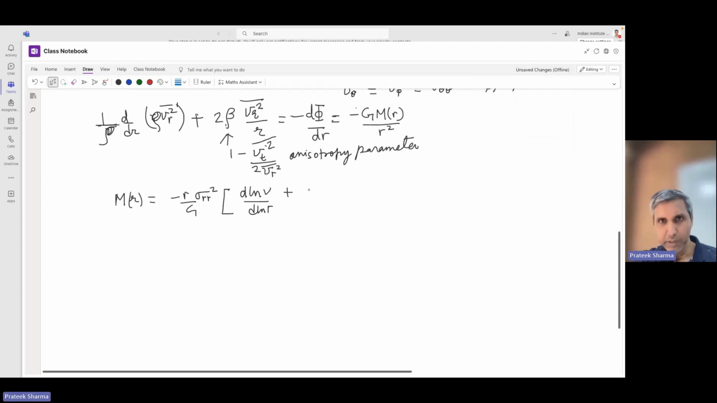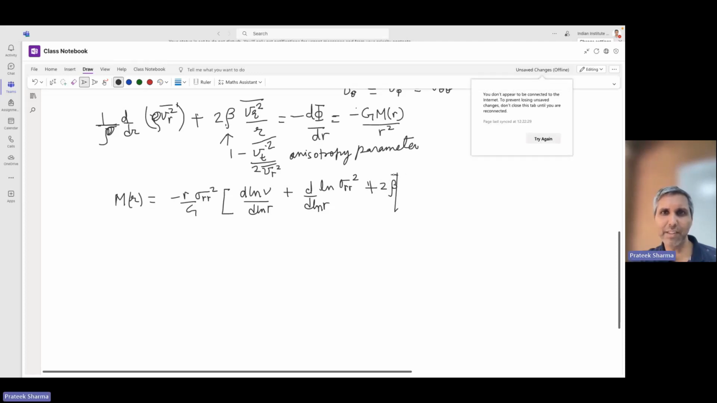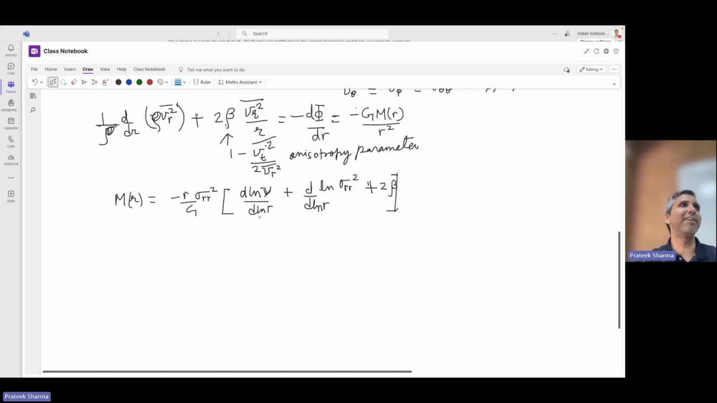Plus d by d log r of log sigma r squared plus twice beta. What I've done is just rewrite the same equation that's written up there. I've taken r squared there, and I've introduced these logarithmic derivatives. They're like the local slopes, right? Their values will be order unity, like 1 or 2 or something. You can actually measure these things. This is a measurable quantity in a spherical system.